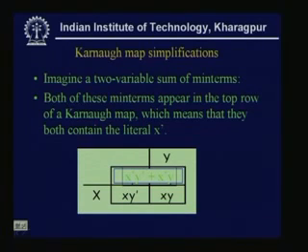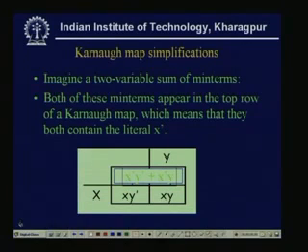Now, first we imagine a two variable sum of minterms. See, this is one example, where x and y are the two variables. Now, this is the Karnaugh map of this. See that both of these minterms appear in the top row of a Karnaugh map, which means that they both contain the literal x dash, that is, x dash y dash plus x dash y.